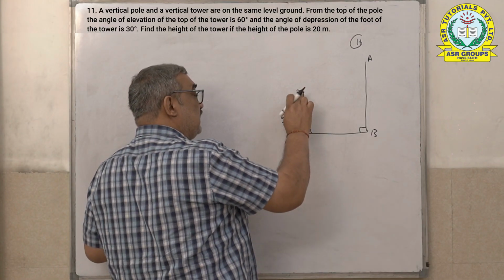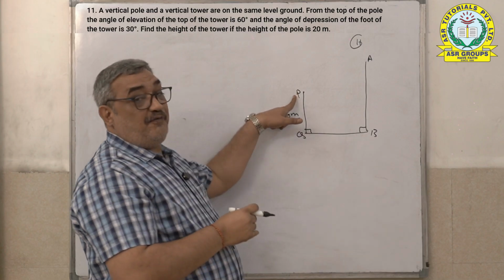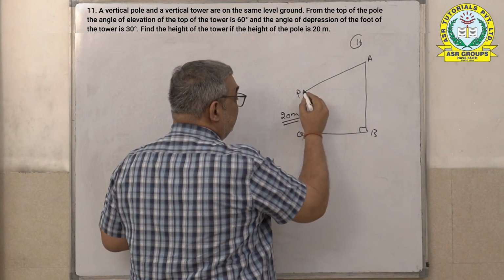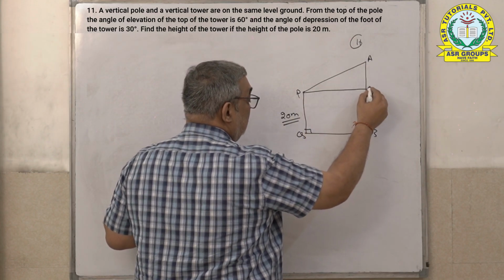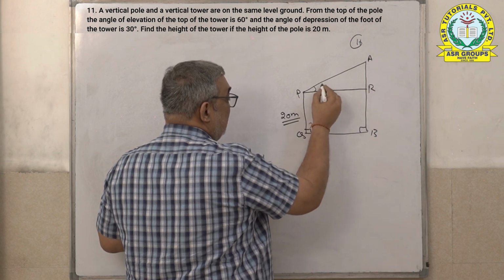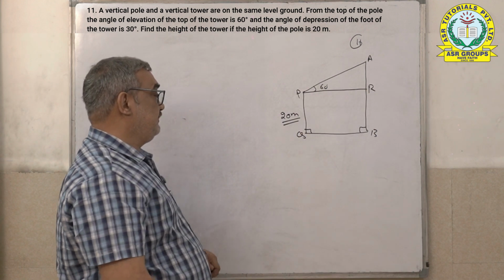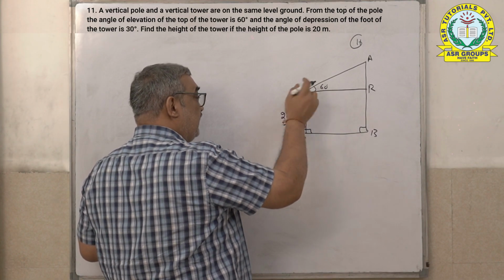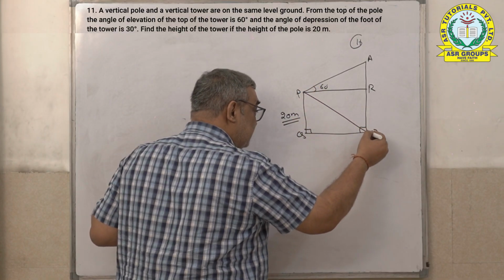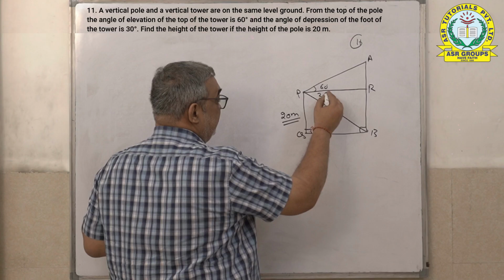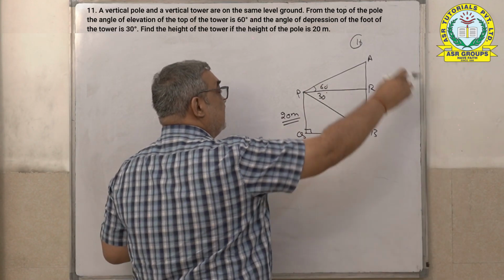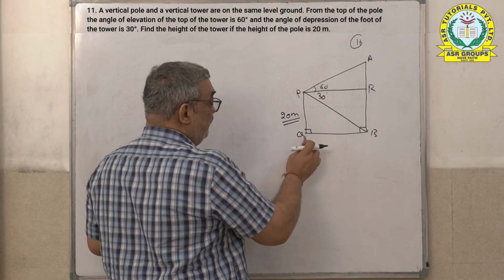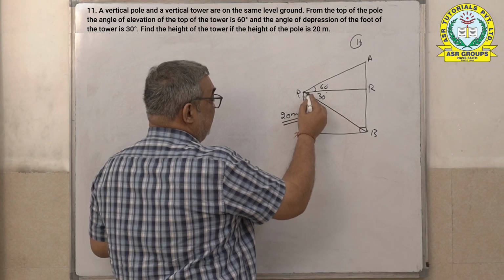A person from the top of the pole saw the top of a tower, the angle of elevation is 60. The same person from the top of the pole, when he saw the bottom of the tower, the angle is 30 degrees. Find the height of the tower and the distance between tower and pole. All these are 90.